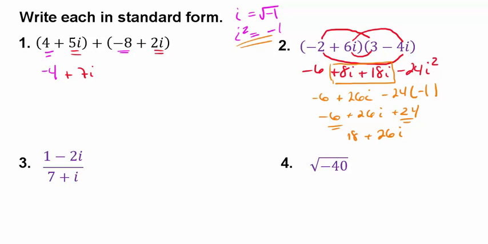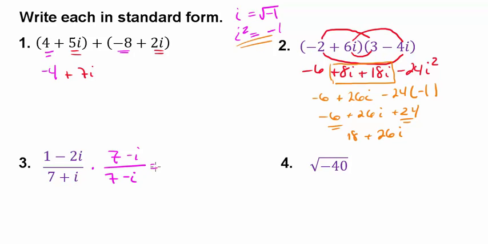Okay, the next problem is a little different. Just like if we have an irrational number in our denominator and we try to rationalize that denominator, if we have an imaginary part in our denominator, we also want to turn that into a rational number. To do that, it's almost a very similar process. We will multiply by the conjugate, which is 7 minus i. And whatever we do to the denominator, we must also do to the numerator.